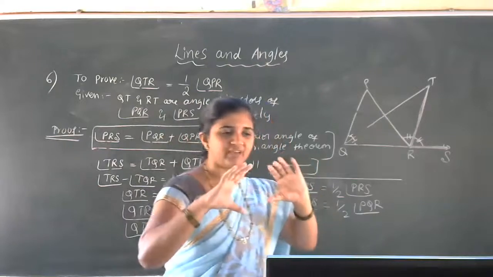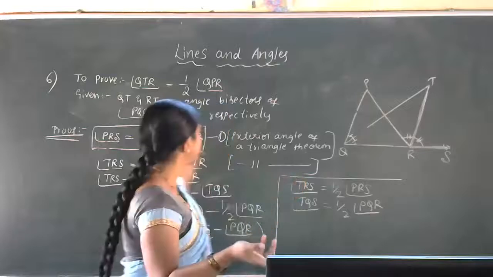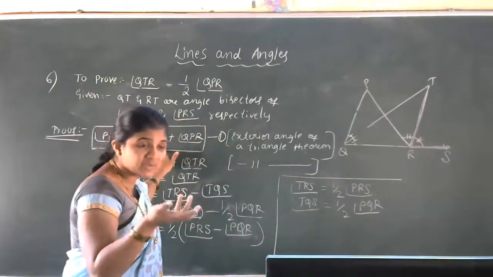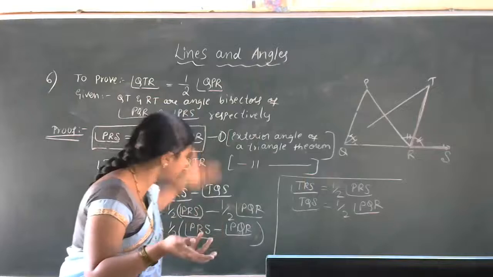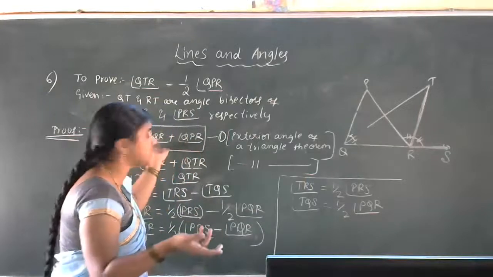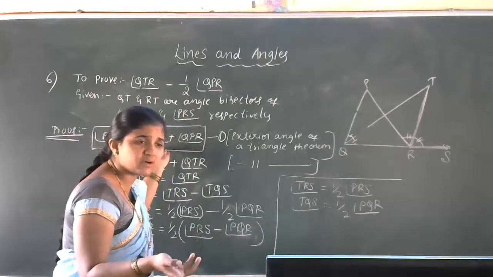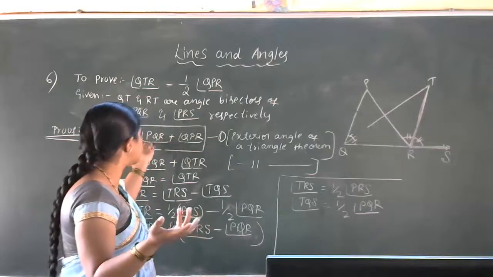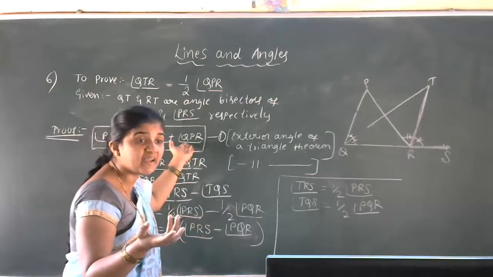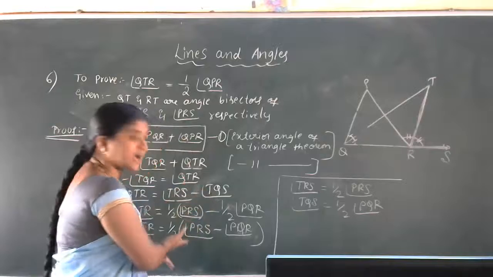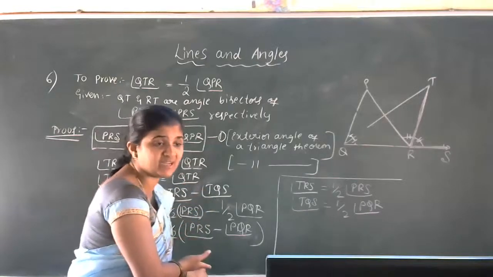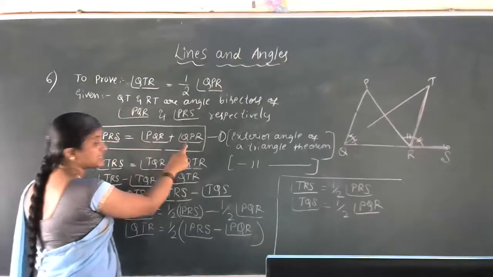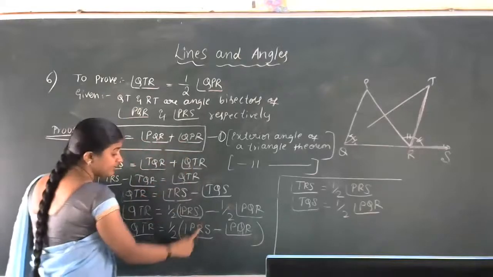In the beginning we discussed, let us keep this safely for the next step, let us keep it in a box, equation number 1. Just observe equation number 1. Did we use equation number 1 here? No. Then why should we take this? This is a waste of work. So you have to think where we have to use PRS is equal to PQR plus QPR. It's time to use that first equation. See here, PRS is equal to PQR plus QPR, right?